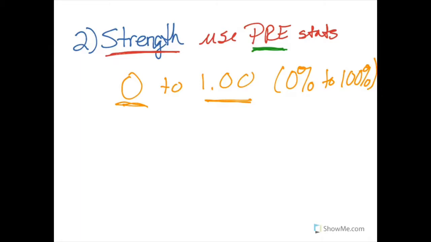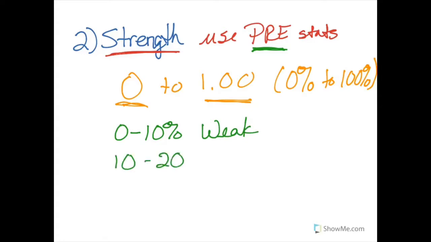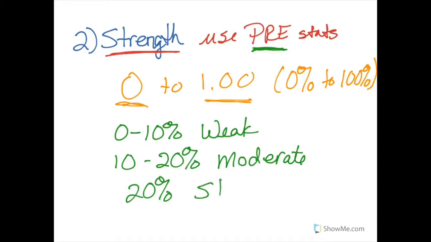As a side note, this is why natural scientists often make fun of social scientists, because we have such low thresholds for our PRE measures. We basically say anything from 0 to 10% is considered a weak association. 10 to 20%, we think about that as moderately strong. And 20% or above, we say is strong.